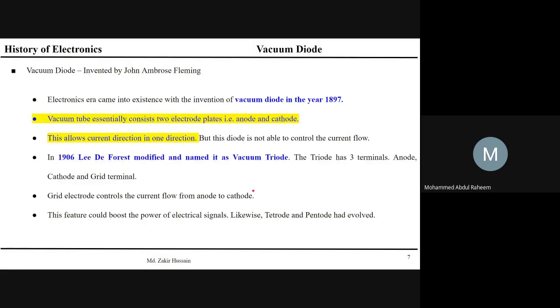So this vacuum diode, invented by John Ambrose Fleming in the year 1897, has got only two electrodes. Thereafter, people felt we cannot control the output current. All this terminology at this point may be alien, you may not be understanding, but you have to understand that there were vacuum diodes with which we started this journey of electronics.